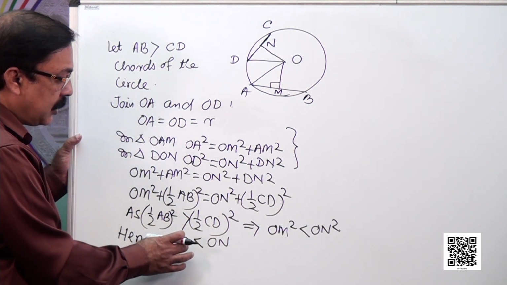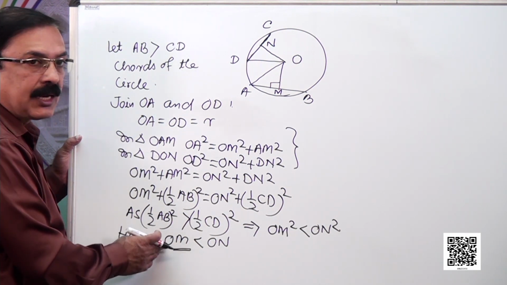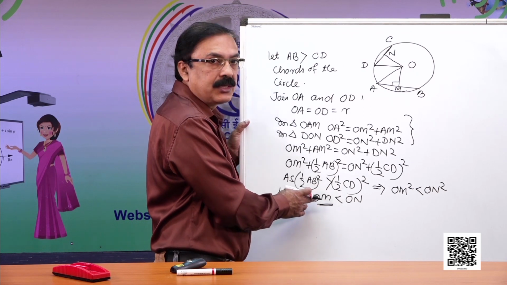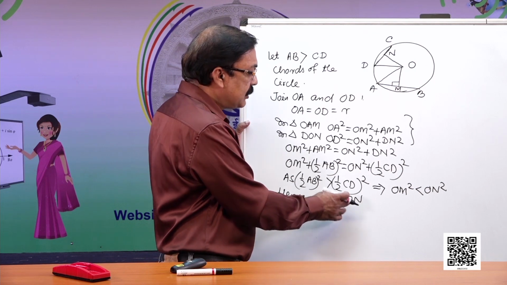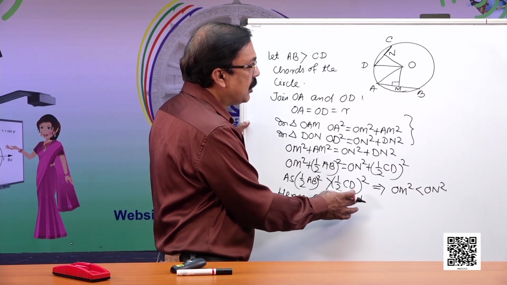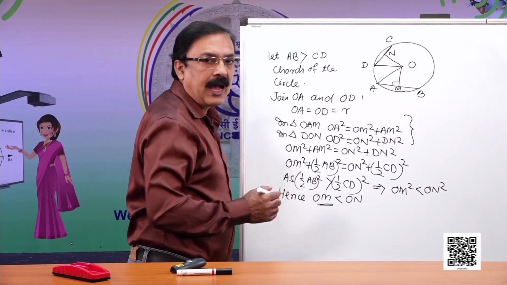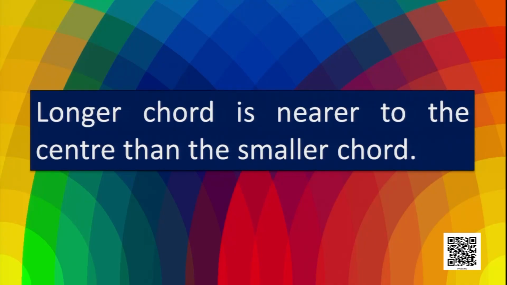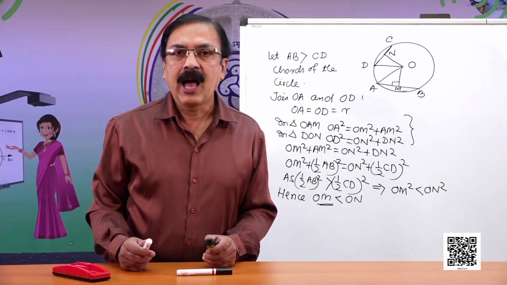That means the AB, what is OM? OM is the distance of AB from the center. So, the distance of AB from the center is less than the distance of CD from the center. So, as we see here, the longer chord is nearer to the center than the smaller chord. From this, we can have another result.